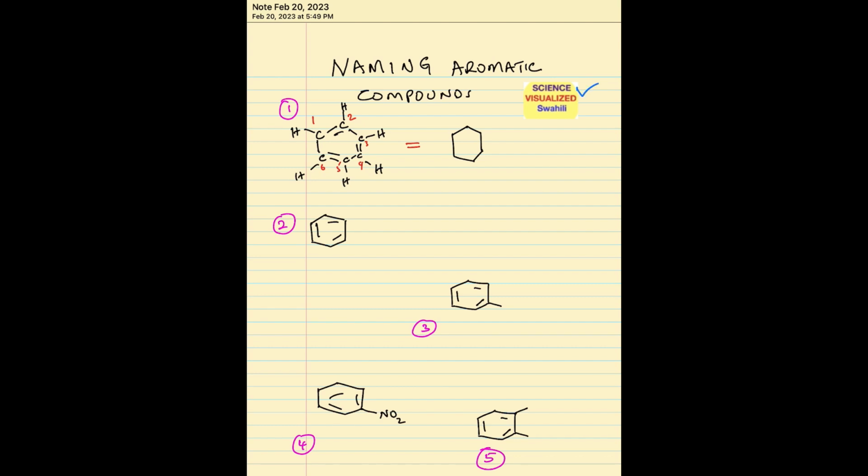Today we're looking at how to name aromatic compounds. A quick example of an aromatic compound is here, where you have 6 carbons: 1, 2, 3, 4, 5, 6. And you see that between carbon 1 and 2 you have a double bond, carbon 3 and 4 a double bond, and carbon 5 and 6 a double bond. So that will be the skeletal structure of that compound, and that's benzene.